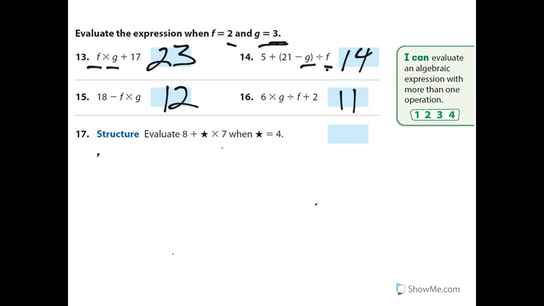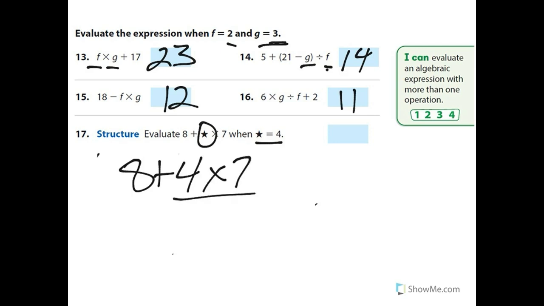Alright, number 17 is structure. Evaluate 8 plus star times 7 when star equals 4. Right? So our variable here is going to be a star. Instead of a letter, our variable is going to be a symbol, and our symbol is star. So the same thing, we're going to replace the star with 4. And when we do order of operations, we do multiplication first. And 8 plus 28 is 36.